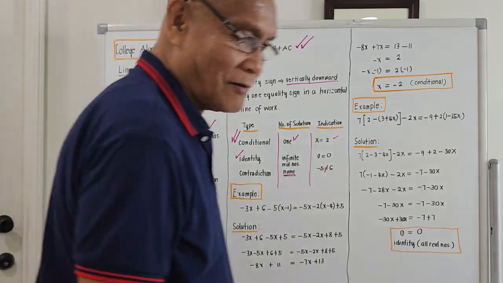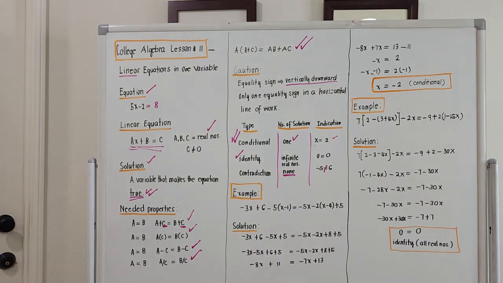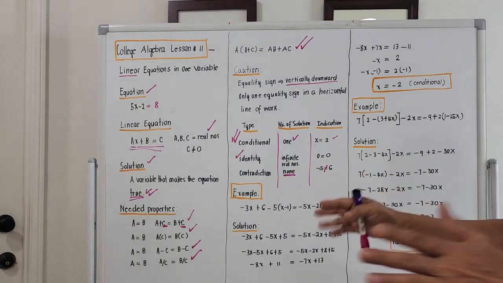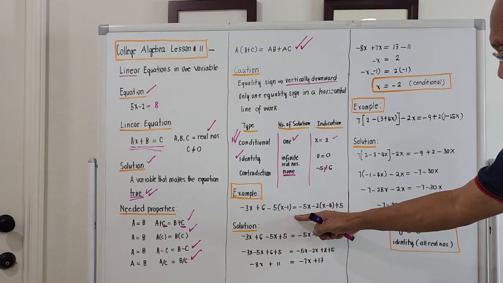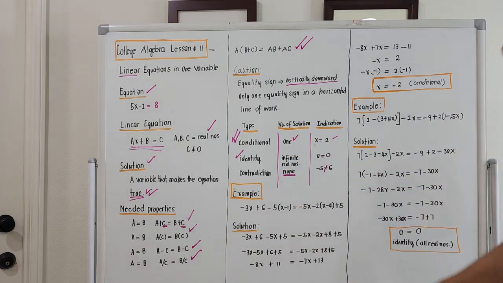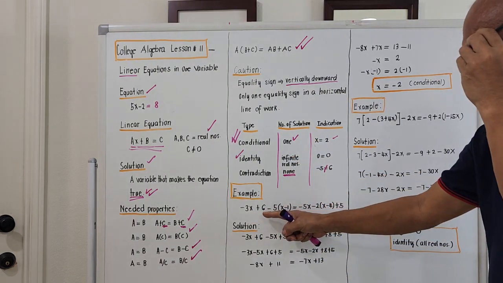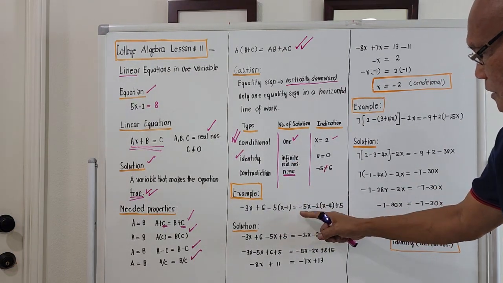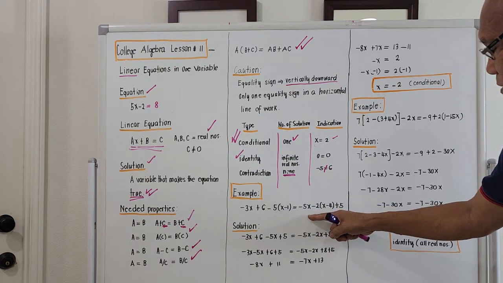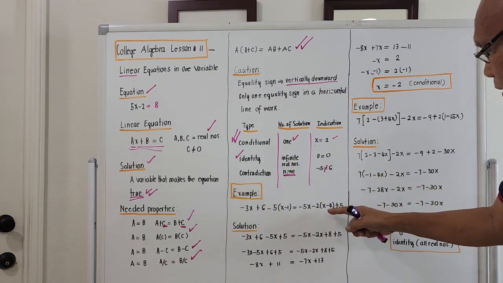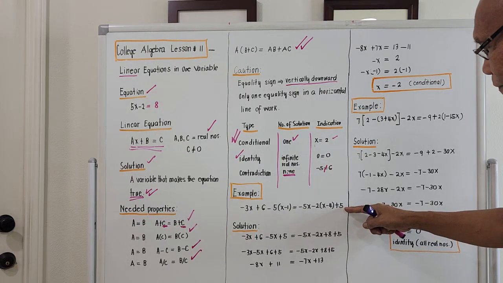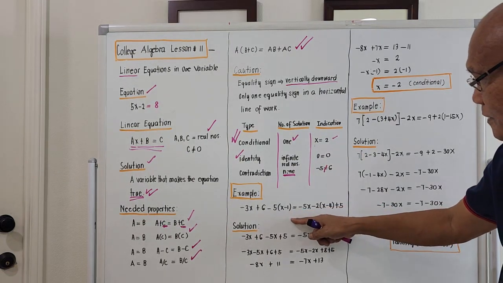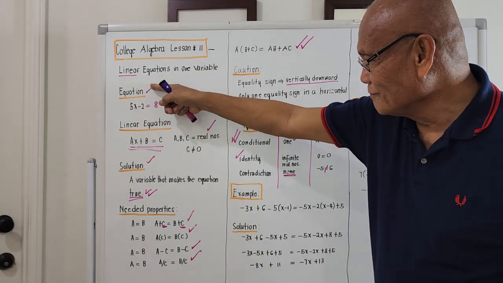Okay, I will give you example number 1. Example number 1, the given equation, it is not an expression anymore. It is an equation because there is an equality sign, right? The given equation is minus 3x plus 6 minus 5 times the quantity x minus 1 close quantity equal to negative 5x minus 2 times the quantity x minus 4 close quantity plus 5. There's an equal sign over here, so we are given an equation.